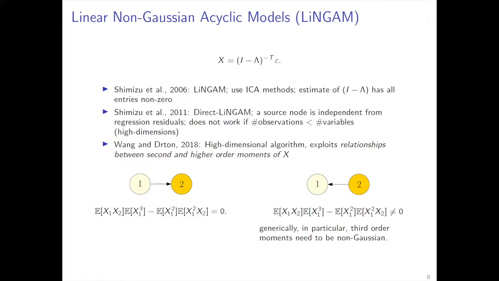Okay, and so they have this very nice algorithm where this equation will hold if one is a source node of the graph, and they just identify source nodes and sequentially remove them from the system, and then they slowly learn the whole graph. And so this is what the algorithm does.